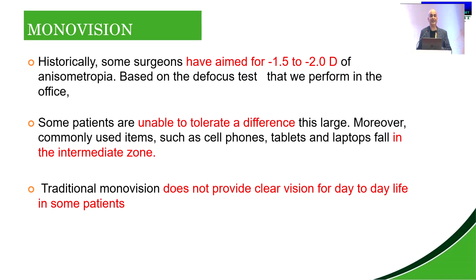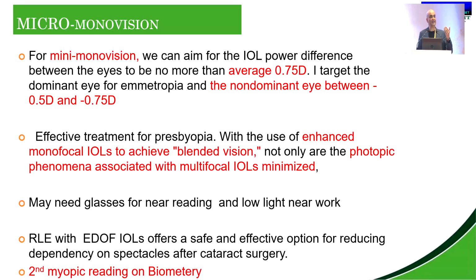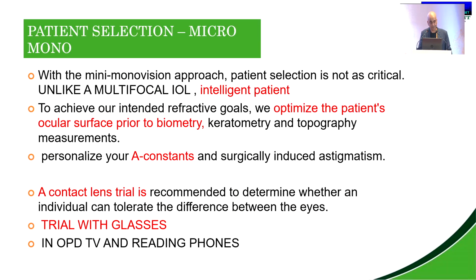Now, monovision is practically out of practice in my practice, because when you need to give a difference of 1.5 diopters, it's not a very good thing to have. I prefer doing the micro mini monovision. What I practically do is I correct the second myopia on my biometry. Suppose my first correction is 0.12 myopia, I go in for the second one, which is 0.38 or 0.4. So the second eye, or the eye which is non-dominant, goes for the second correction of myopia on the biometer.